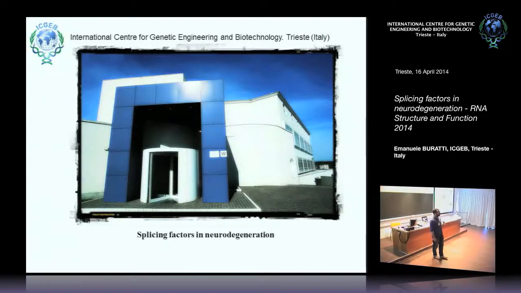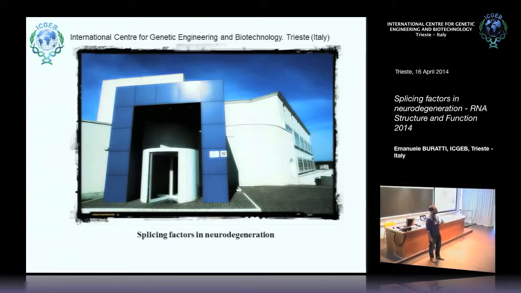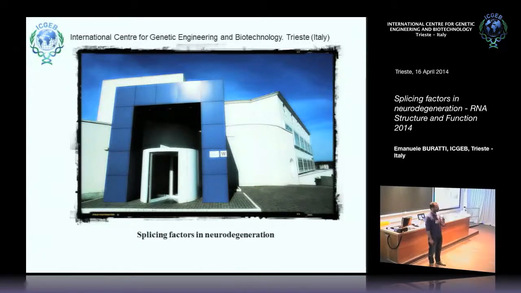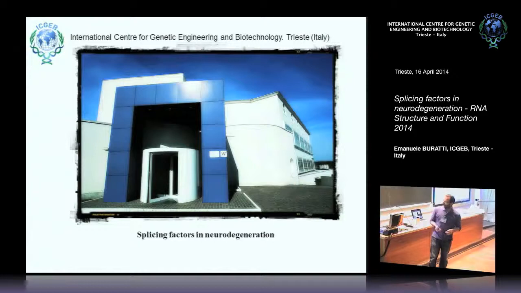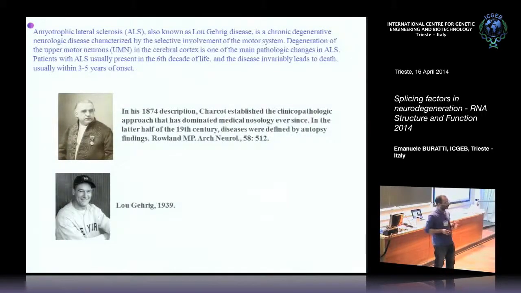But I'll try to give you an idea of how finding out the involvement of this protein in neurodegeneration has opened up a huge range of new possibilities, both with regards to our understanding of disease, but also with regards to possible therapeutic options. So let me first of all give you a brief introduction, just to give you an idea of how important it is to find out the molecules that are involved in these diseases. I'll be talking about two diseases, and these are amyotrophic lateral sclerosis and frontotemporal dementia.